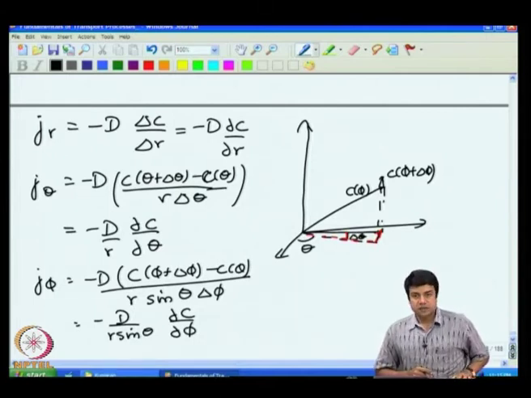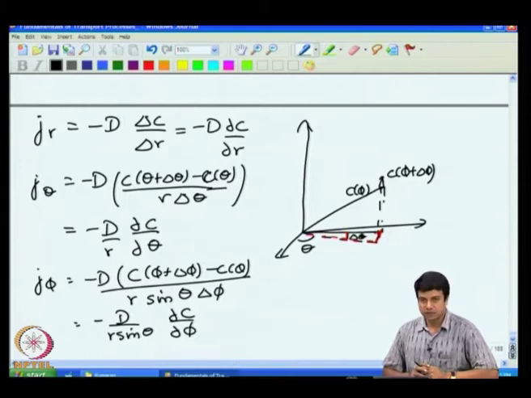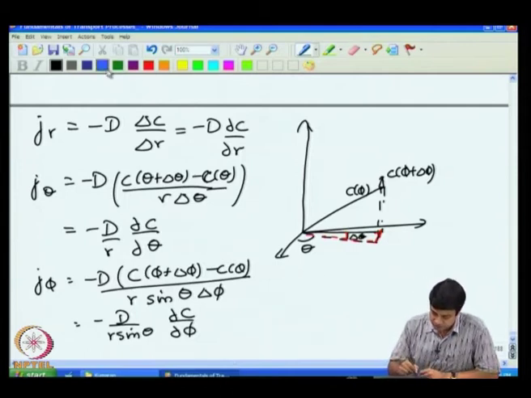So, note that for the fluxes, I cannot just write the flux as minus d times partial c by partial theta or minus d times partial c by partial phi. Flux has to have dimensions of a diffusion coefficient times concentration divided by distance. Theta and phi are angles, they are dimensionless. Therefore, you get fluxes that are of this form in the theta and phi directions.